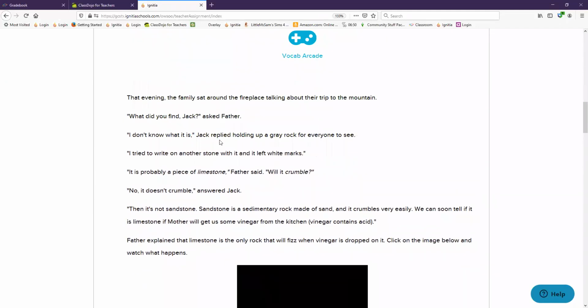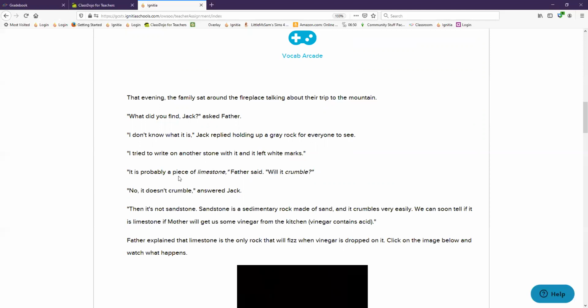All right, here's a short story. That evening, the family sat around the fireplace talking about their trip to the mountain. Now, if you don't remember this story, it was started a lesson or two ago. What did you find, Jack? Asked Father. I don't know what it is, Jack replied, holding up a gray rock for everyone to see. I tried to write on another stone with it, and it left white marks. Have you ever done that before, taken a rock and used it to write?